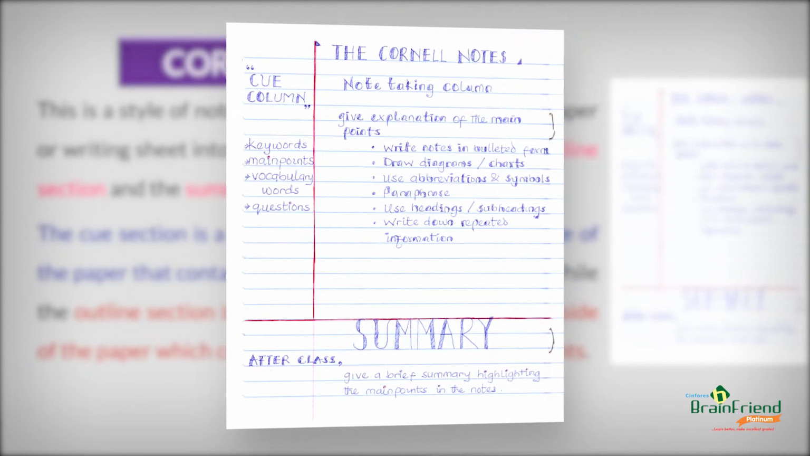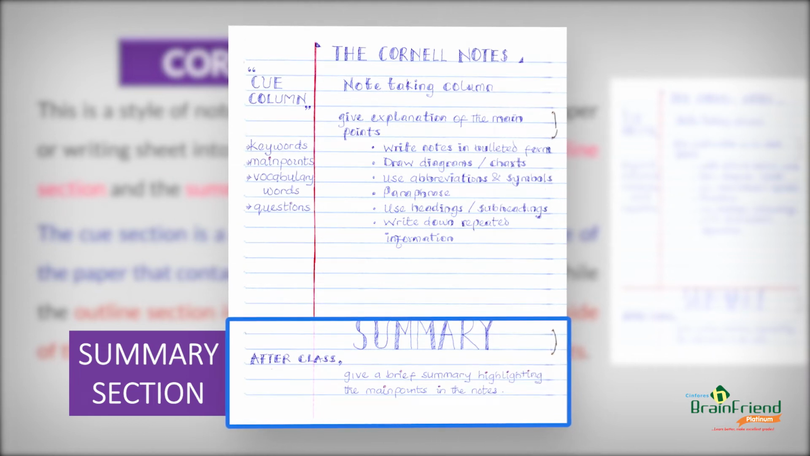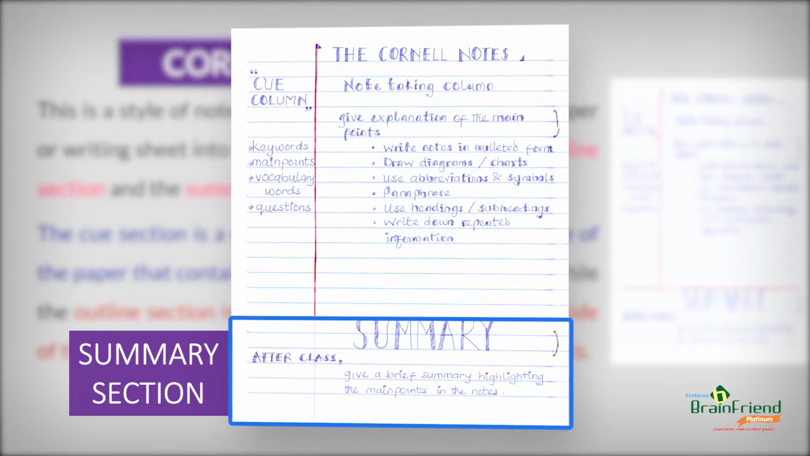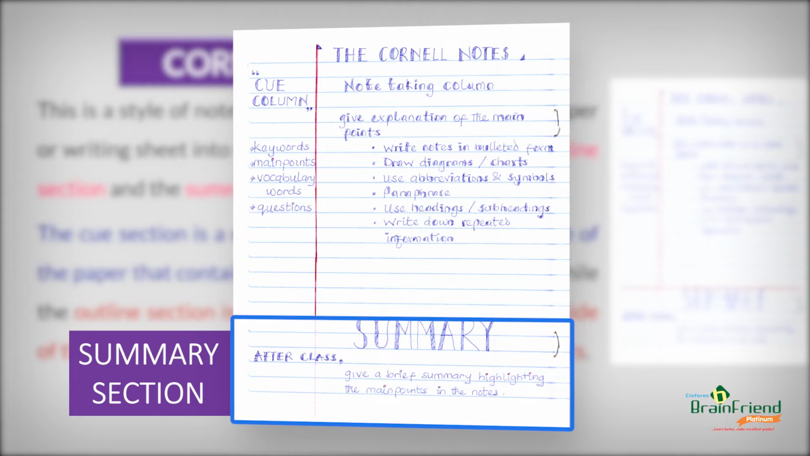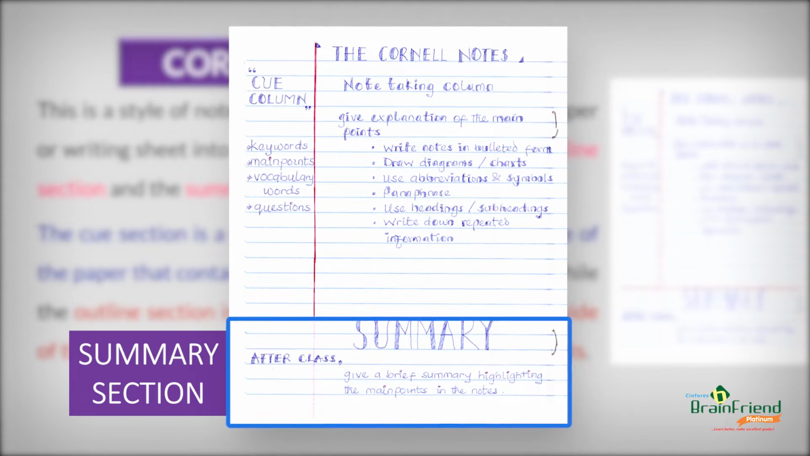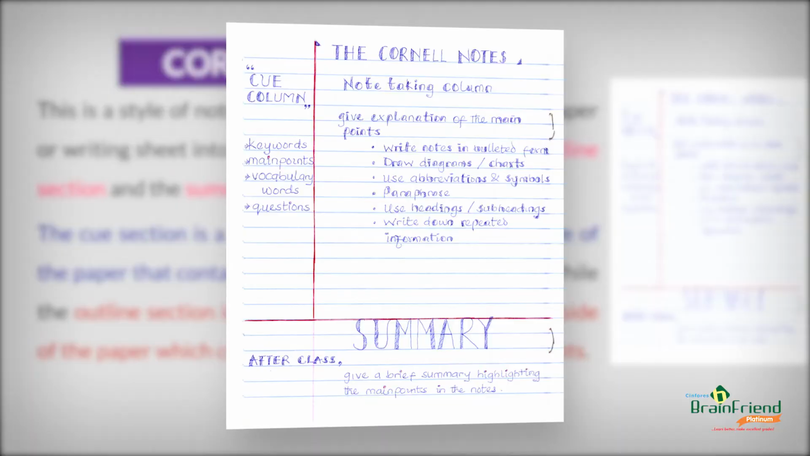And lastly, we have the summary section. This is sometimes found at the bottom of your writing sheet. This is where you write the summary of your notes. Now, let's move on to the next method, which is the outlining method.